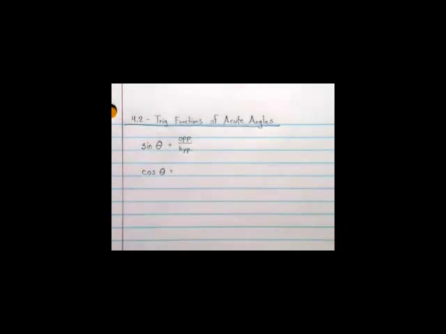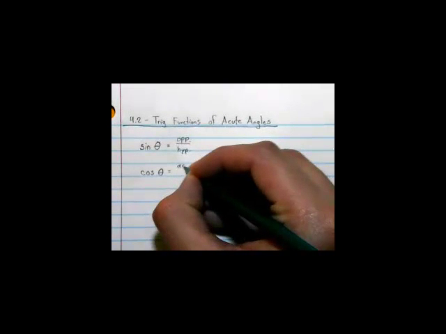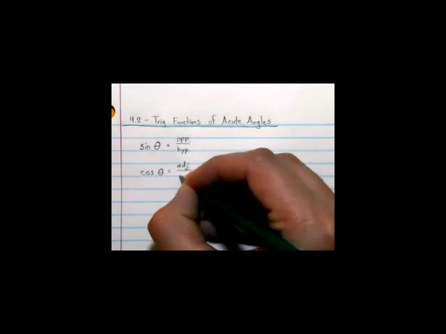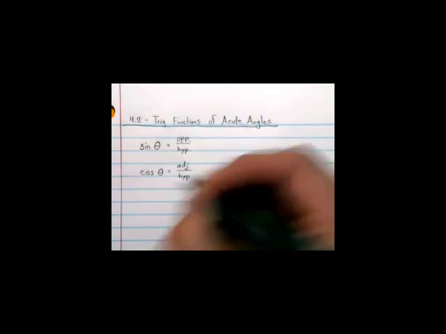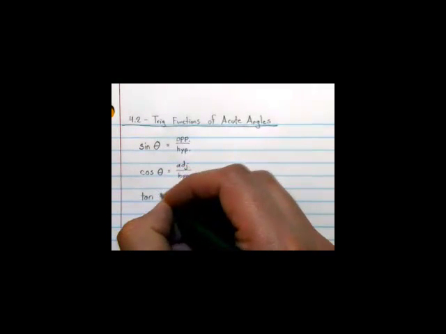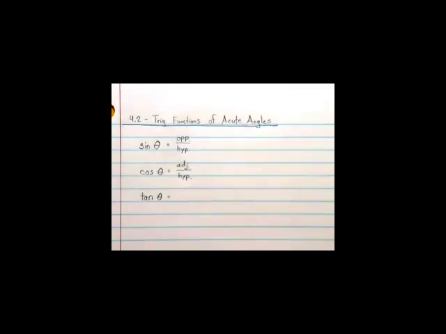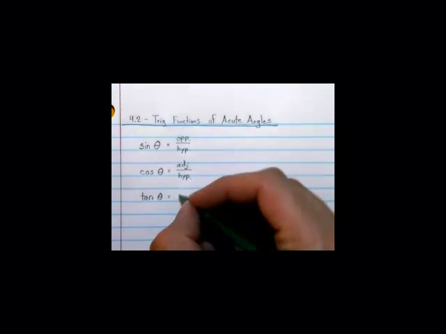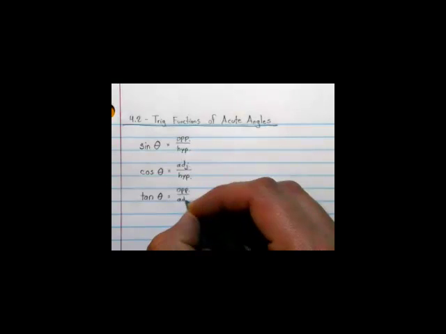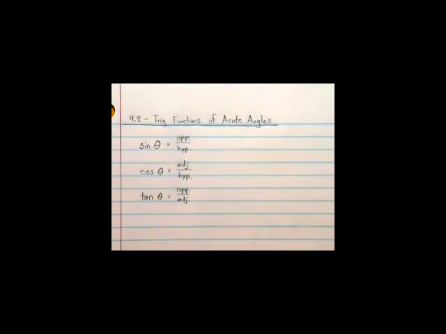What did you guys use? Those groups that had to use a cosine, it was what over what? The adjacent over hypotenuse. Yep. And then I think there were at least a couple groups that had to do a tangent. What did we use for a tangent? Opposite over adjacent. Yeah. Okay, so those are your regular three trig functions.